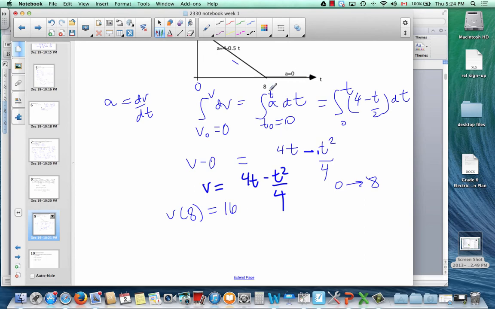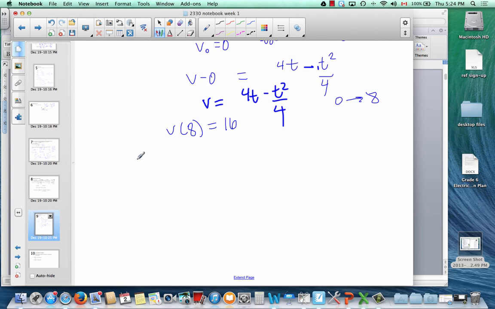Now for the second part of the motion, you'd set up the same integral, dv. So this is now for part 2 of the erratic motion here, and this is going to be a dt again. Now this second part starts at 8 seconds, and it starts at a velocity of 16 that we just worked out here.